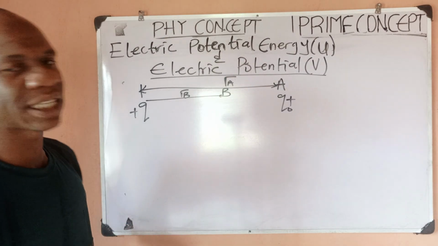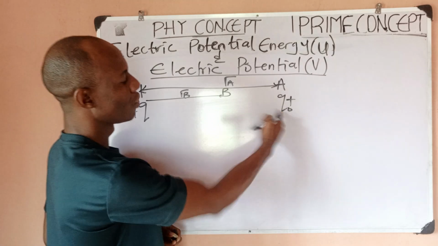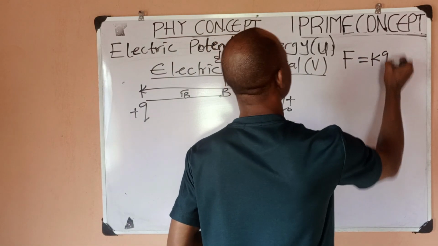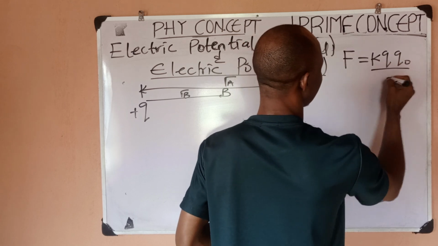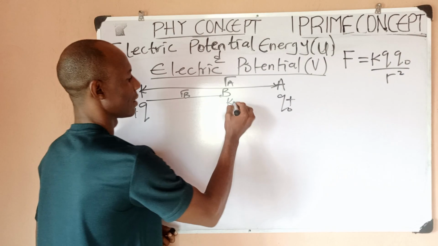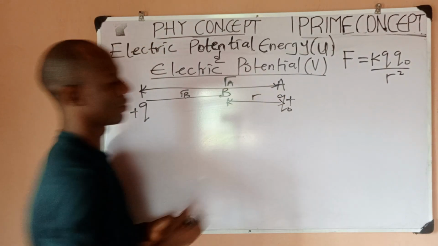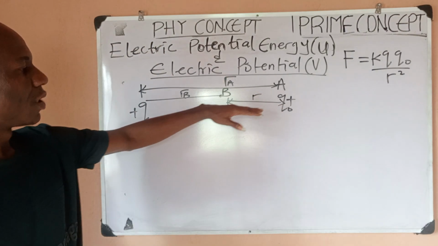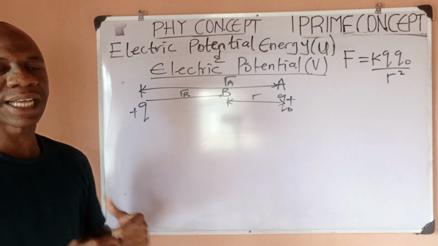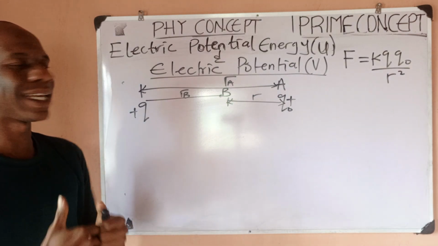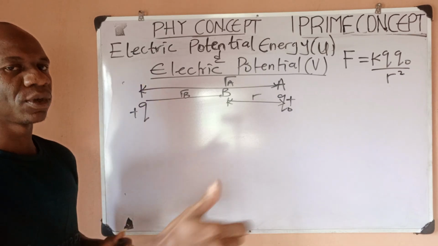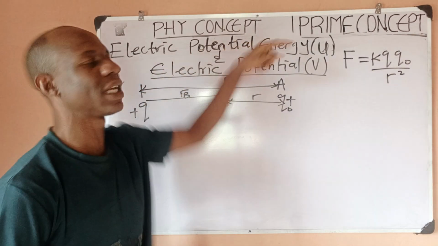Now, what is the electrostatic force of repulsion acting on this charge? The electrostatic force is F equals KQQ0 by R squared. That is the electrostatic force. Of course, this distance is your R, right? Now, if you want to move this from this point to point B, you will do work, and that work done is what we know as change in potential energy. So we'll be starting from change in potential energy before we talk about potential energy.